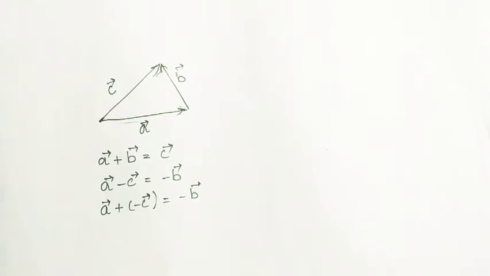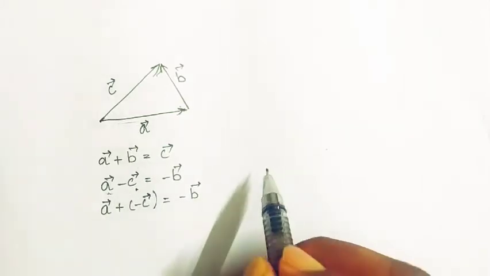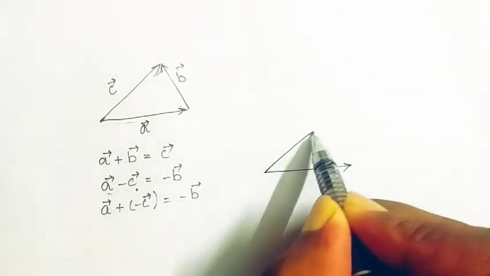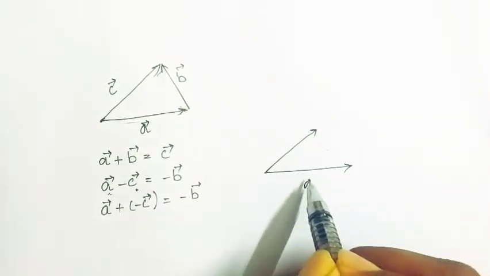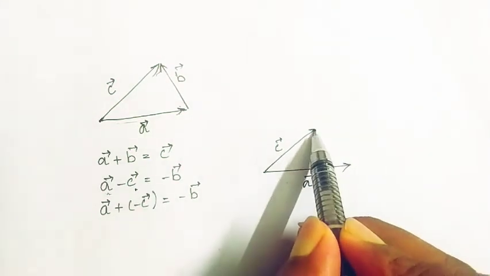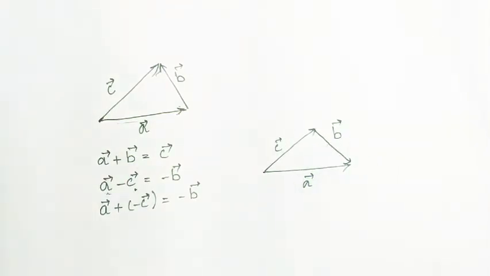So this is the thing. If I want to calculate the difference between the a vector and c vector, we will get minus b vector. So if I want to represent this, this is the a vector and this is the c vector. I want to calculate the difference between the a vector and the c vector. Then I have to change the orientation of it, that is the b vector.